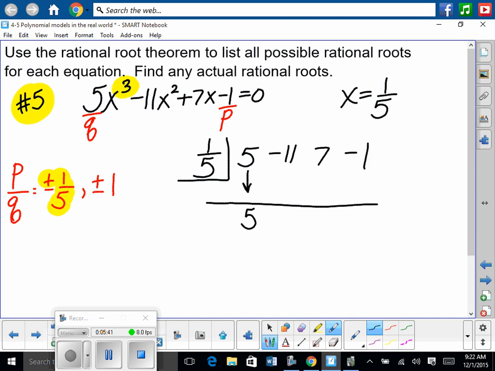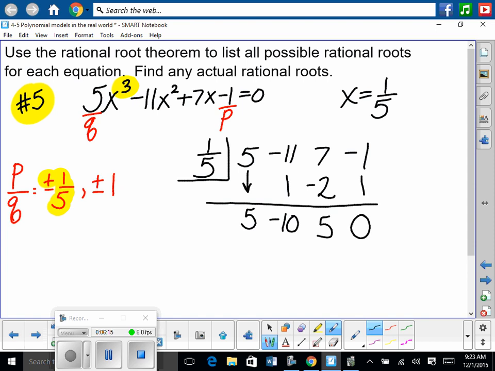We draw our line, drop this straight down. Now if you need a calculator, that's fine. 5 times 1/5. Do it in your calculator or do it in your head. What do you get? 1. You're absolutely right. So we put 1 up here. Add straight down. -10. -10 times 1/5. Do it in your calculator if you must, or do it in your head. -2. It was positive 1/5, right? Yep, -2. You're absolutely right. Add straight down, we get 5. 5 times 1/5. 1. Add straight down, 0.